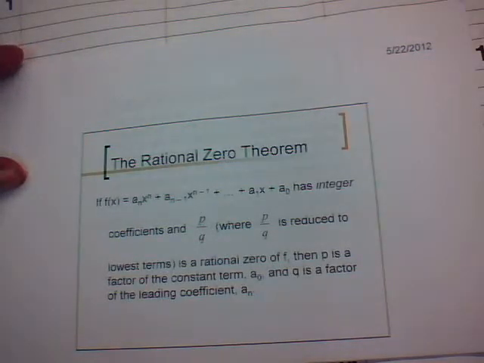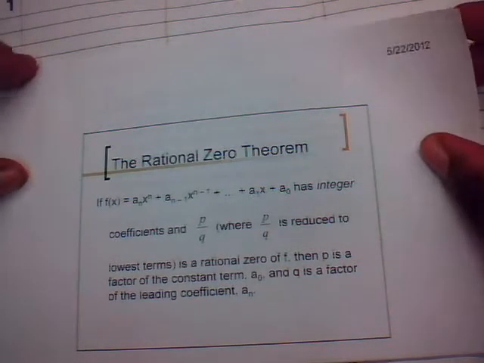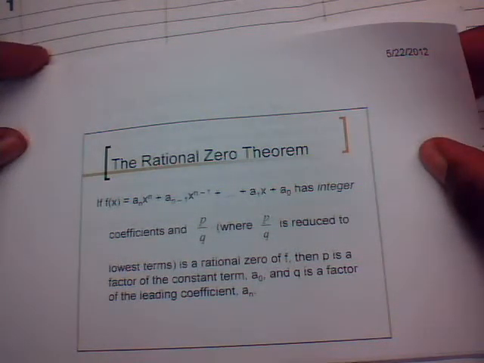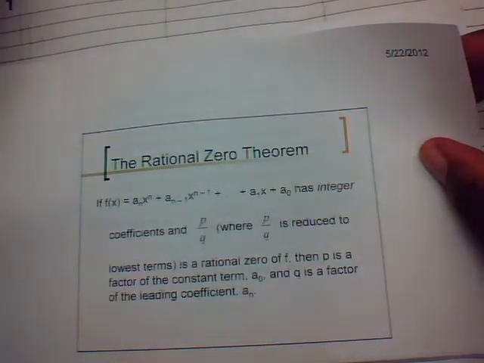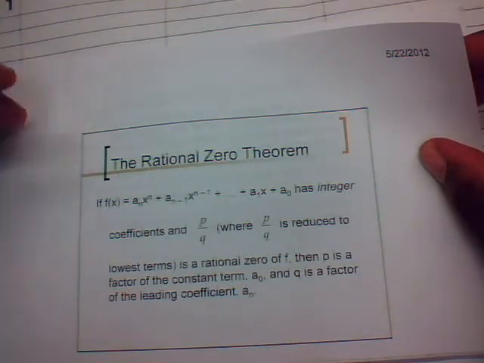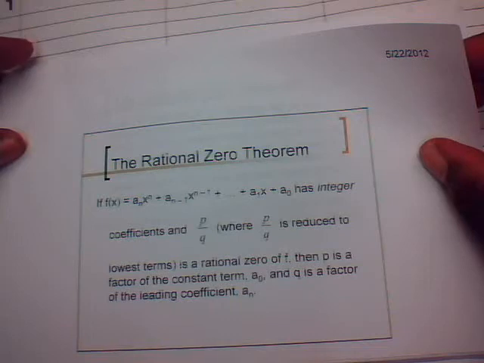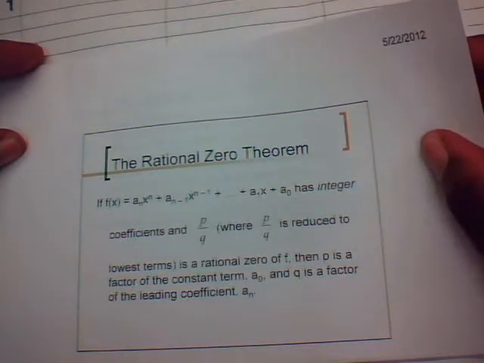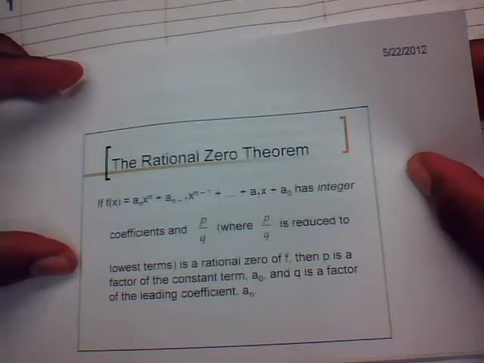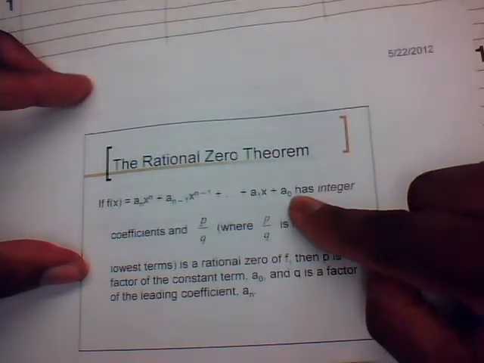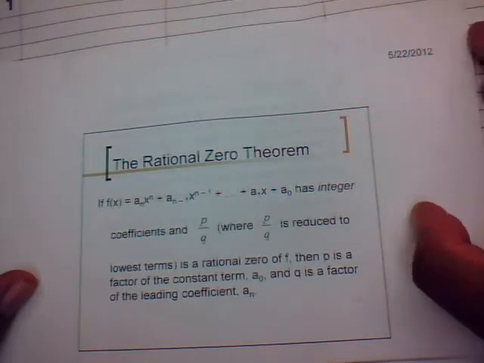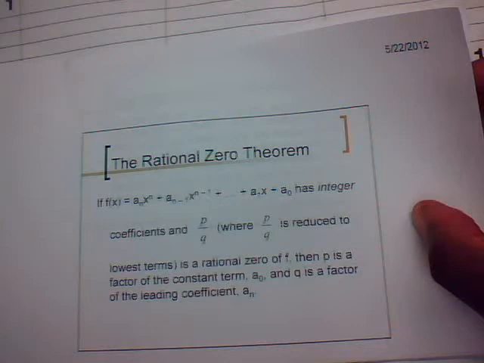Now, let's define what the rational zero theorem is. If you have a function, f of x is equal to a sub n, x to the n, plus a sub n minus 1, x to the n minus 1, and so on down to a1x plus a sub 0, if that polynomial function has integer coefficients and p divided by q, where p divided by q is reduced in lowest terms, is a rational zero of f, then p will be a factor of the constant term, a sub 0, and q is going to be a factor of the leading coefficient, a sub n. That's basically what the rational zero theorem states.